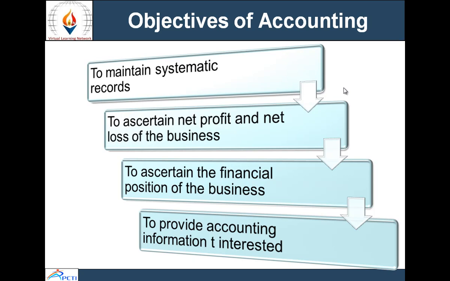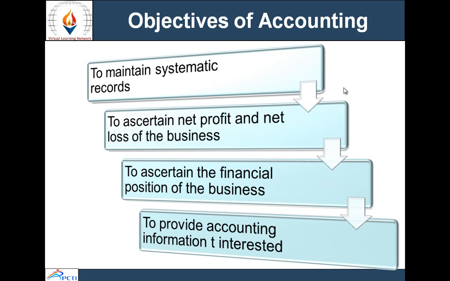Third is to ascertain the financial position of the business. The businessman is also interested in ascertaining the financial position of his business at the end of a particular period. How much is owned and how much is owed to others. He would also like to know what happened to his capital, whether it has increased or decreased or remained constant. A systematic record of assets and liabilities facilitates the preparation of a position statement called the balance sheet, which provides the necessary information.